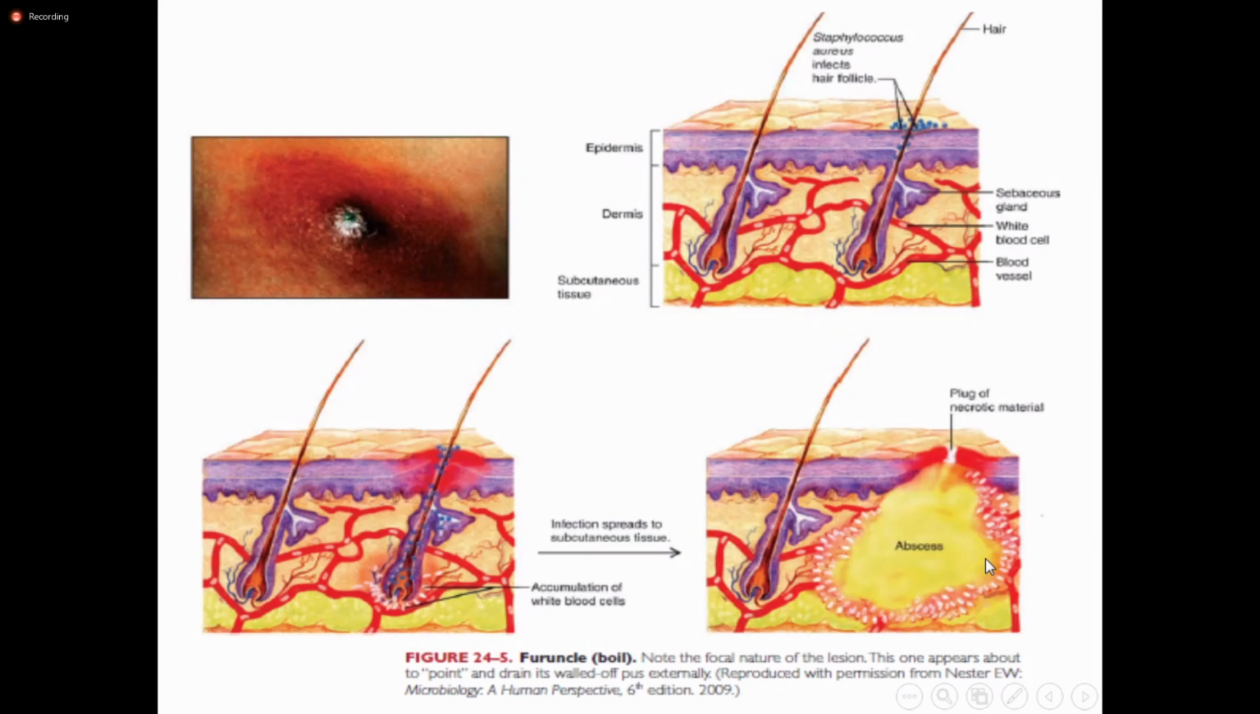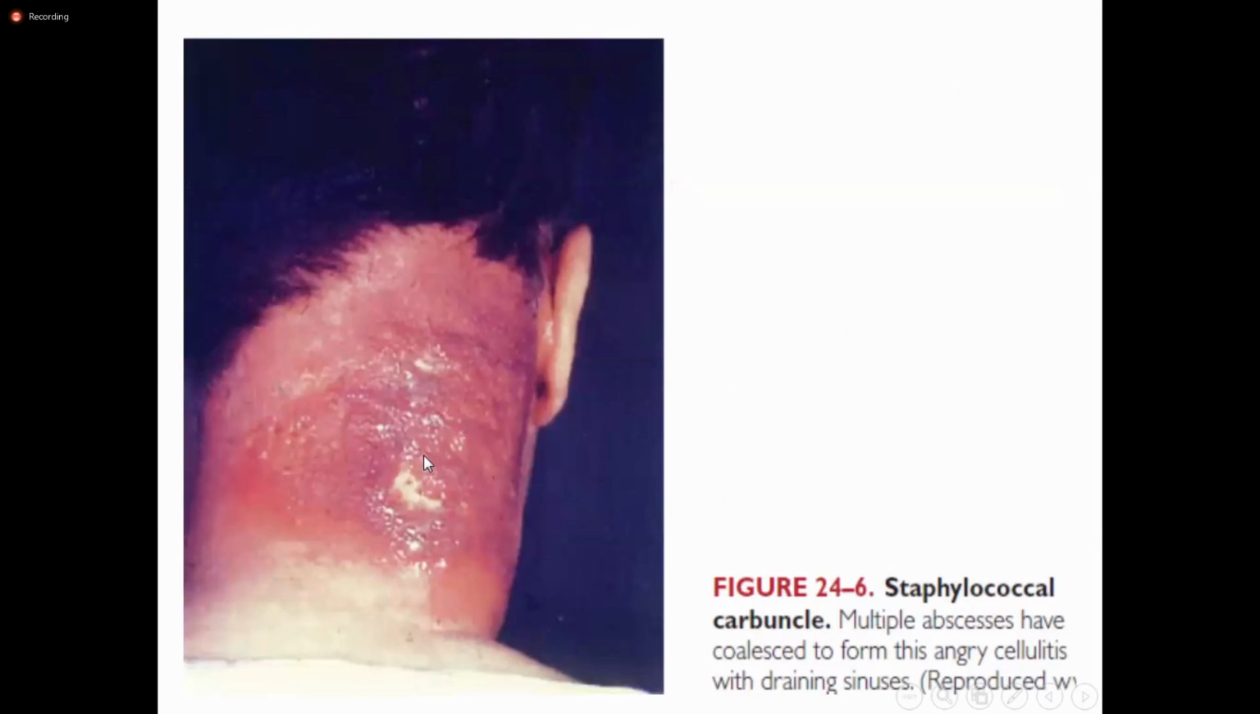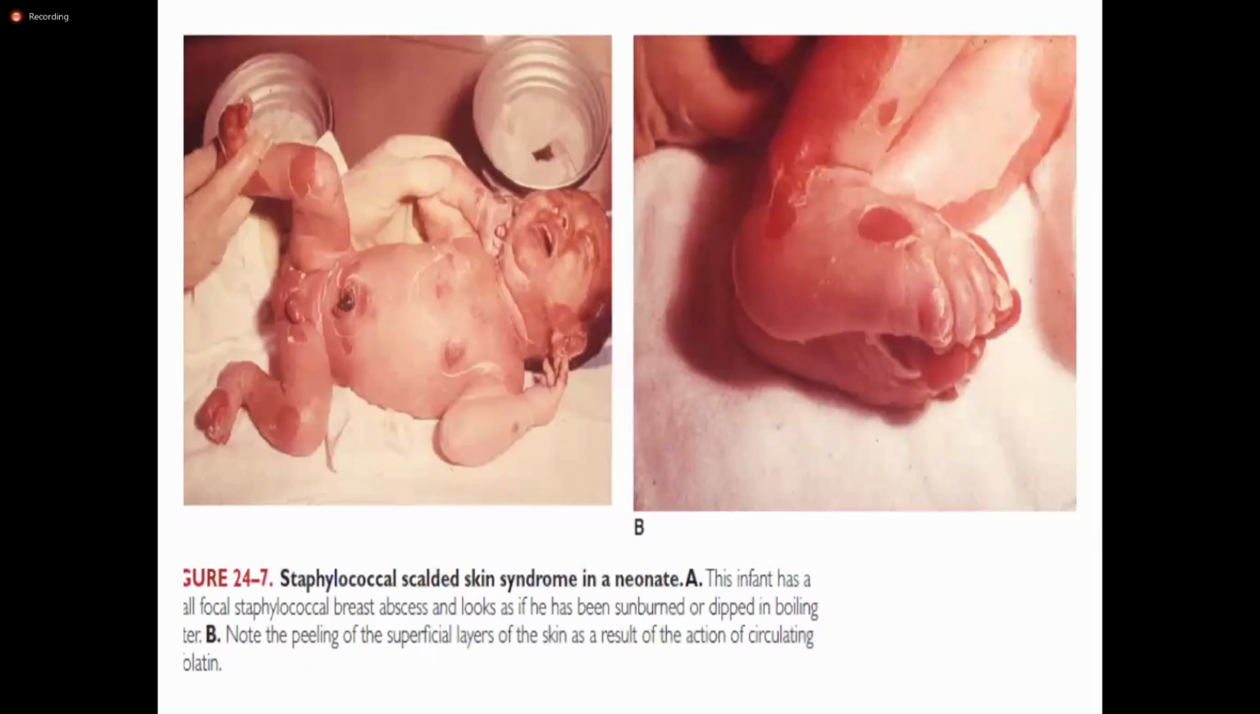Okay, this is a multiloculated abscess. This is a carbuncle. We said multilocular abscess. The furuncle becomes a carbuncle. Furuncle means a single abscess. Furuncle, single abscess. When it becomes multiloculated, spreading and branching, it is called a carbuncle.